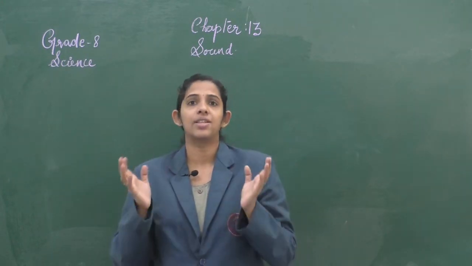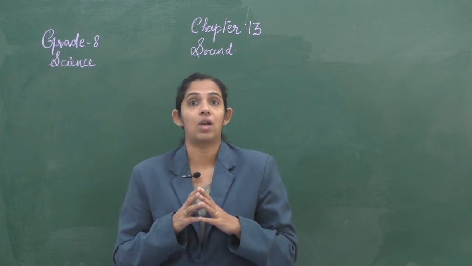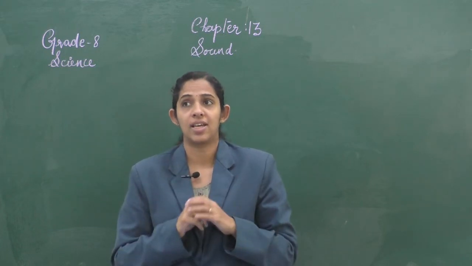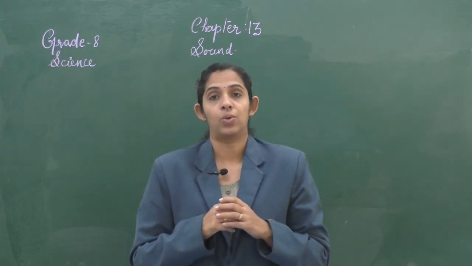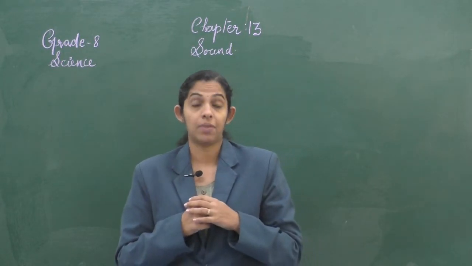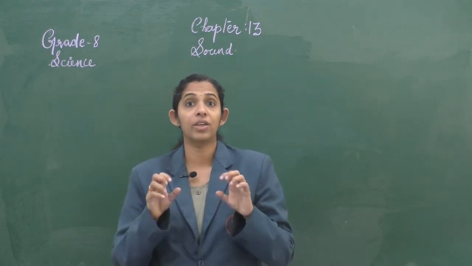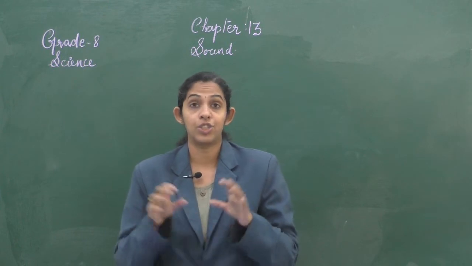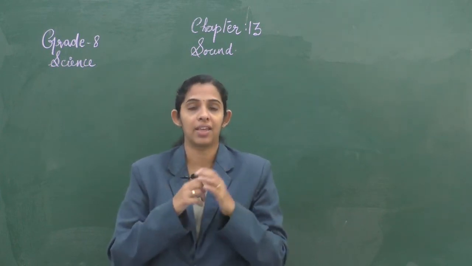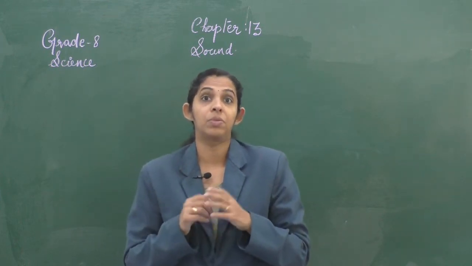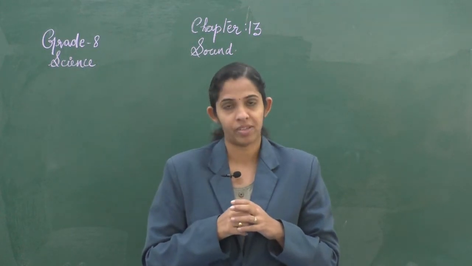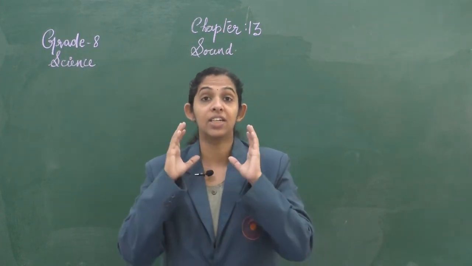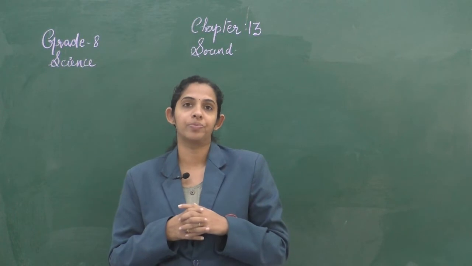In this video, we are going to see the summary of chapter 13, sound. You can see a variety of sounds around you. Just close your eyes and listen to the different types of sound that you can hear. It may vary from the honking of vehicles, or chirping of birds, or a baby crying, or the whistle from the pressure cooker of your kitchen. So you can hear different sounds around you.